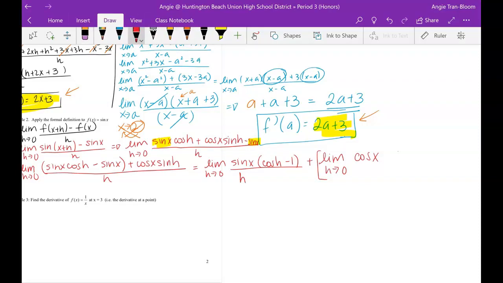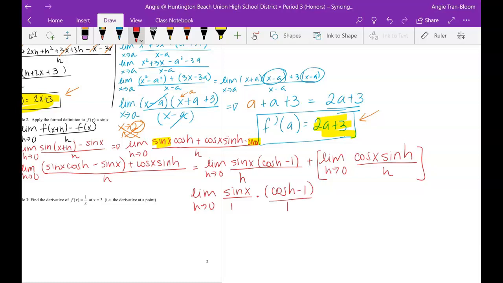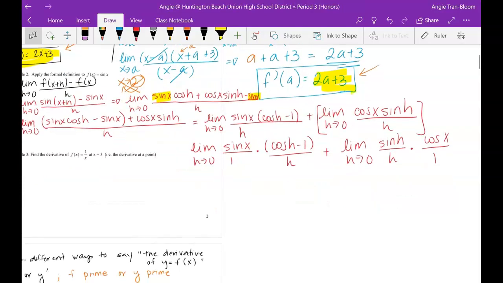So, since I broke this up, technically this is really just this, all over h. Next I'm going to write the limit as h approaches 0 of sine of x all over 1 times cosine of h minus 1 all over h. Then I will break this up, and same thing with this, I can break it up as only one of it: sine of h over h times cosine of x over 1. You can always do that using our properties of limits.